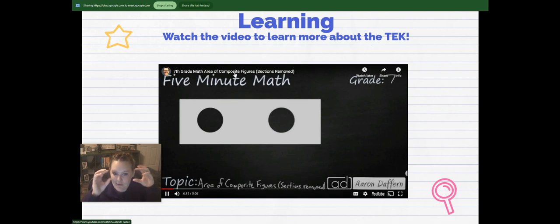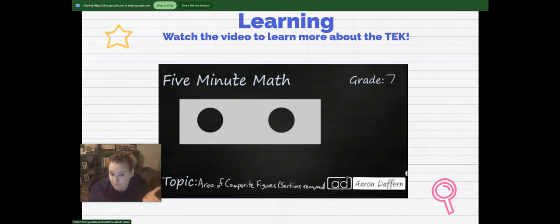It looks like a mask, doesn't it? So we have a rectangle here. Let's put some dimensions on this rectangle. So let's say we've got a rectangle that is 18 feet by, let's call this 10 feet. And a typical problem we might see is, what is the area of the shaded region?